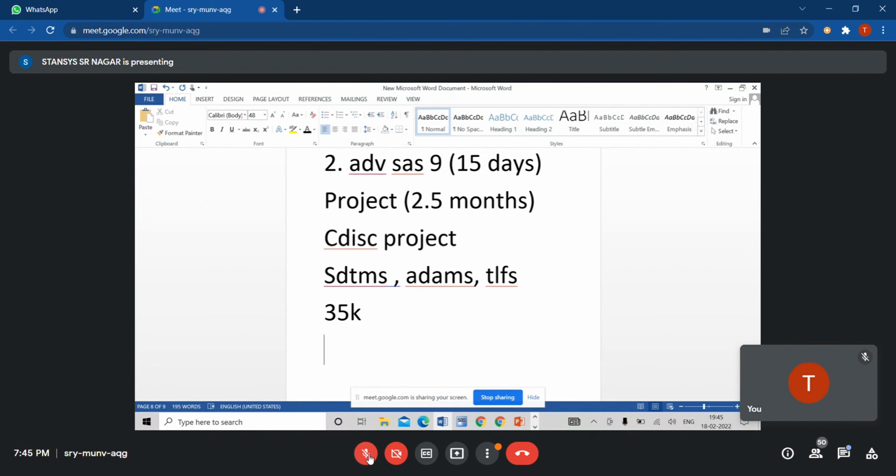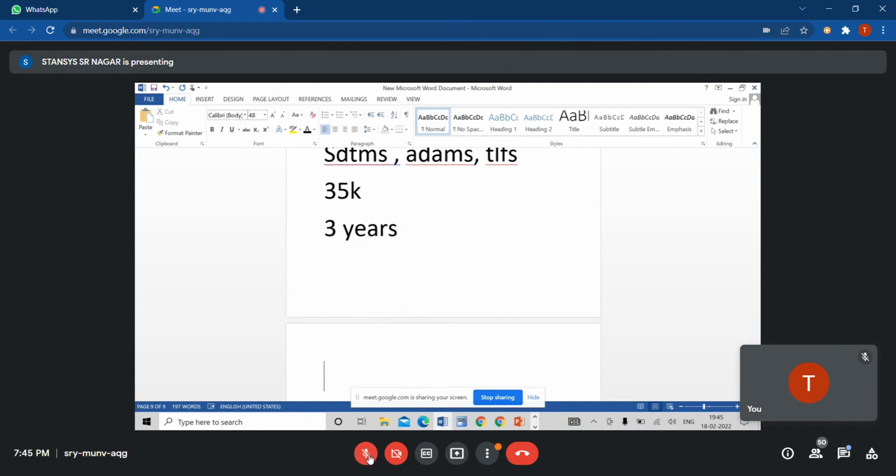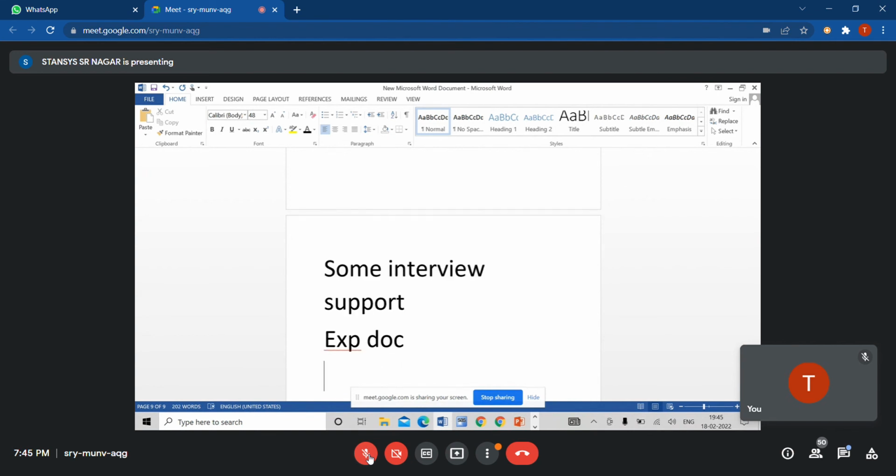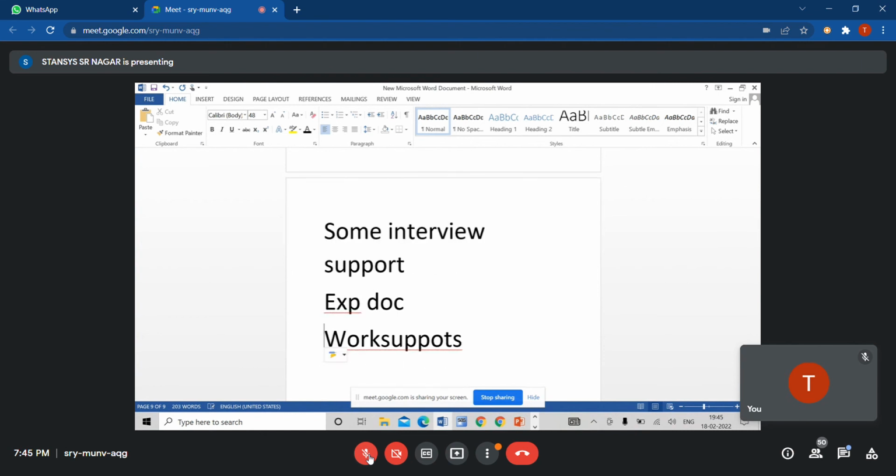And parallelly, if anybody has a gap of like 3 years, we are providing some interview support also, like proxy in your language. And we are providing experience certificates, documents, and everything. We'll take care of that. And after completion of your joining, we are providing work support also for a few months, up to your understanding of that work.